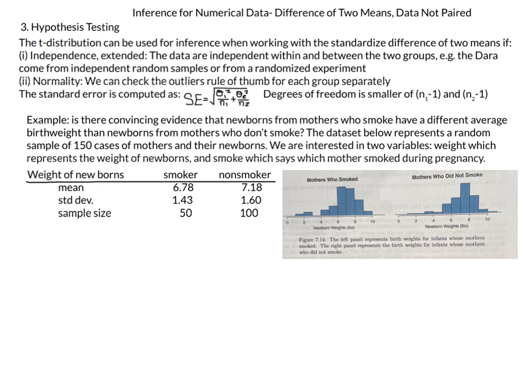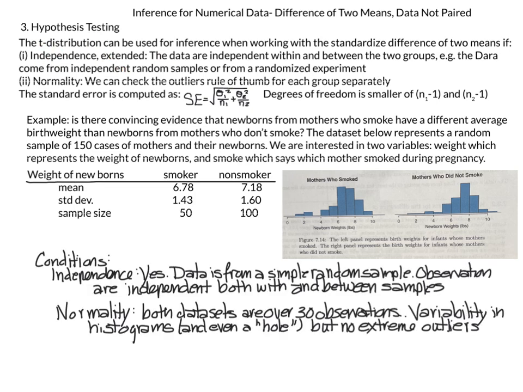We're going to check independence and normality. So first, the conditions. Can we use the t-distribution? Oh, that's why I left these notes up here. Okay. Conditions, well, it says that the data sets represent a random sample of 150 cases of mothers and their newborns. So yes, data is drawn from a simple random sample. Observations are independent both between and within samples.